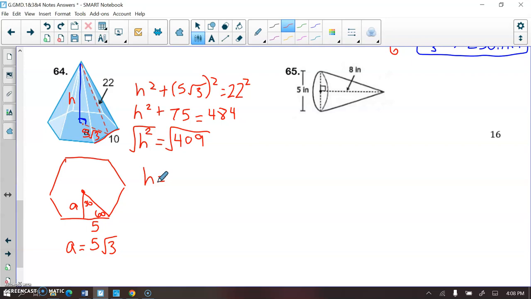409 isn't actually divisible by anything that I can think of evenly, so we're just going to round it to the nearest hundredth, so it's approximately equal to 20.22. That's the height of your pyramid. So the volume is going to be equal to 1/3 the area of your base, which is going to be 1/2 times the apothem of 5 root 3 times the perimeter of your base, which there's 6 sides of 10, so that's 60, and then times the height of your pyramid.